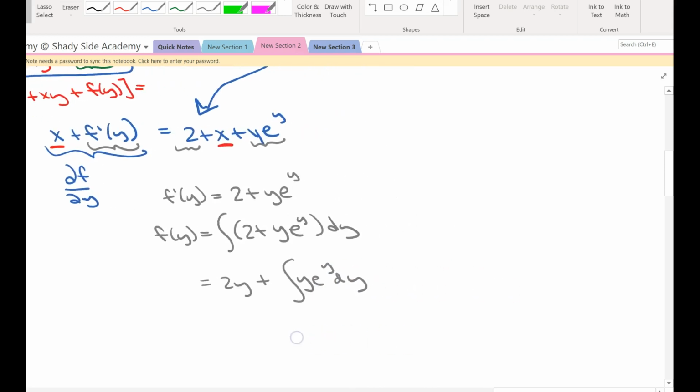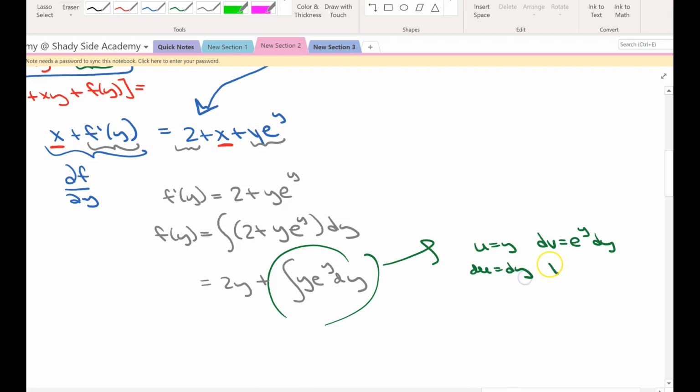Okay, I'm going to go over here and make a side note, and we'll just always swing right back. Integration by parts. Let's let u equal y, dv equals e to the y dy. That means du equals dy, and v equals e to the y. Great. That means this integral equals y e to the y minus the integral of e to the y dy, which equals y e to the y minus e to the y plus c.